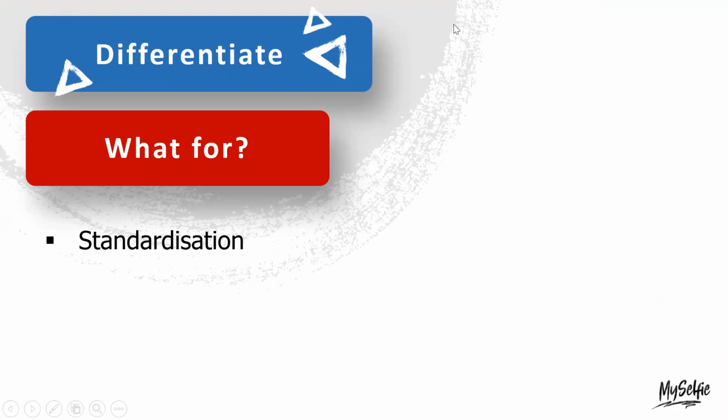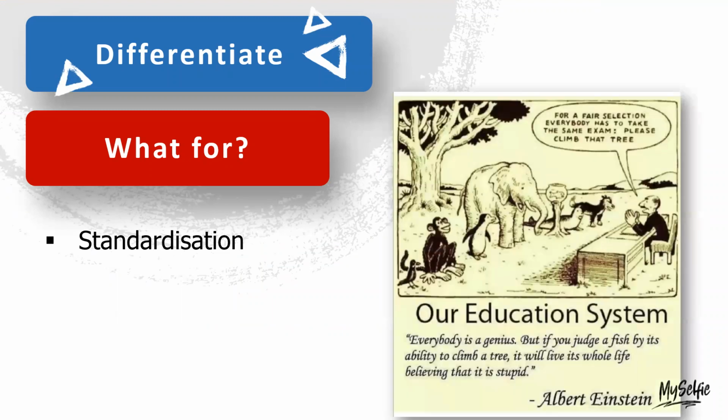First of all, to try to overcome the problem of standardization, which is supposed to ensure equal access to education. In the end, it ends up doing exactly the opposite, that is creating more inequalities. As we can see in the cartoon, Einstein could already depict our education system in a very accurate way almost 100 years ago. He said, everybody is a genius, but if you judge a fish by its ability to climb a tree, it will live its whole life believing that it is stupid.